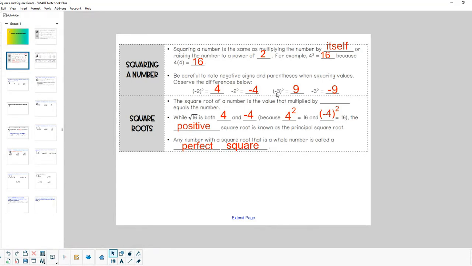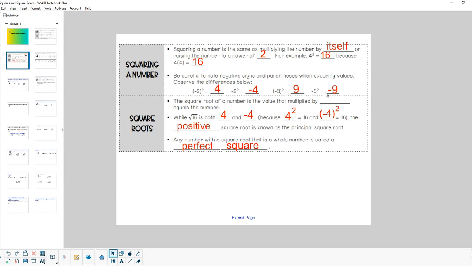And so you can see the same thing illustrated with (negative 3) squared, which equals 9, and the negative of 3 squared, which equals negative 9. So that's a common place where people get tripped up, so make sure you watch out for that.